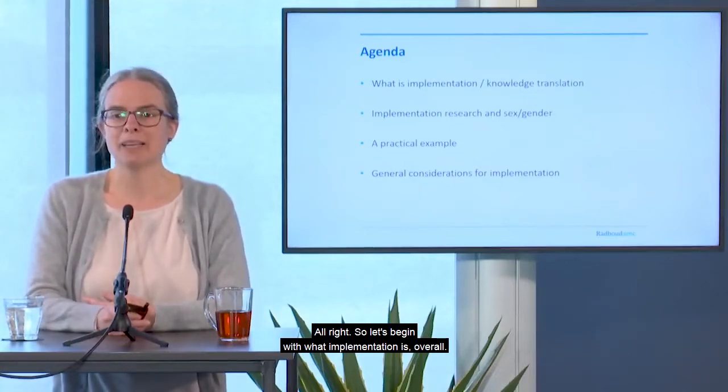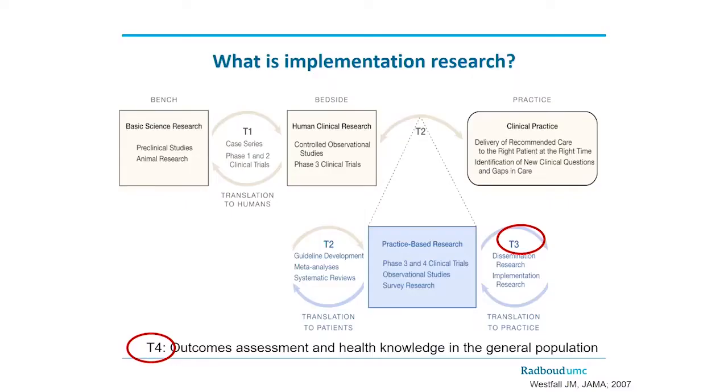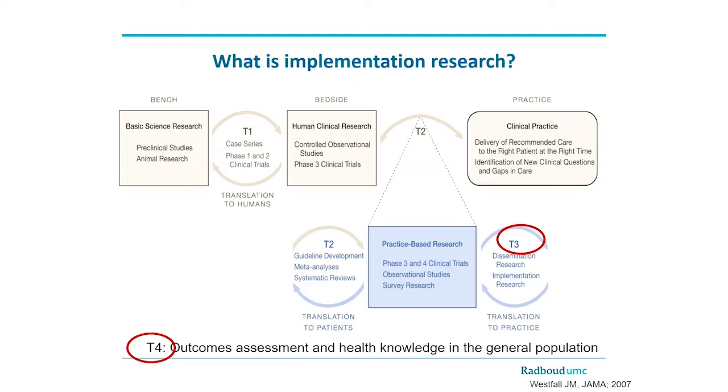All right, so let's begin with what implementation is overall and where it comes from. There are several phases in our process of coming up with a new idea, product or solution in healthcare, and finally this product or innovation making it into the general process of healthcare. All of these phases include different steps and different types of research. The groups of, for example, animals or people that are included in the research are bigger or smaller or different, and the questions we're asking are different.